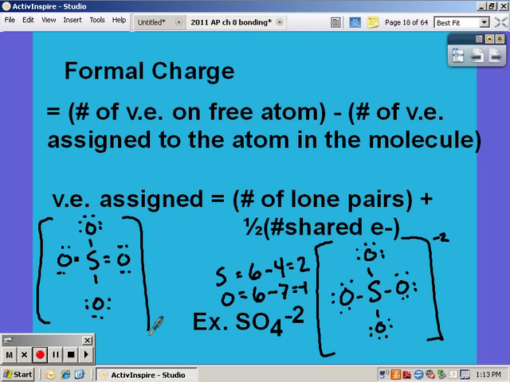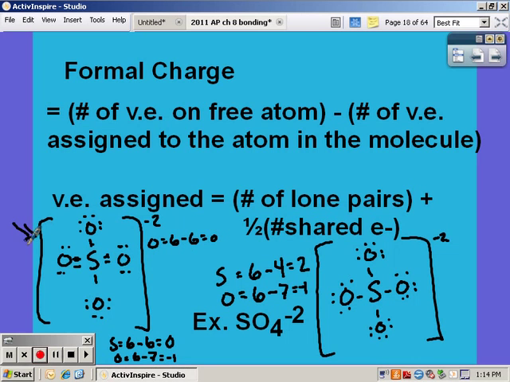So let's look at this way of drawing sulfate and figure out what its formal charge is. Sulfur again is 6 minus, we have 1, 2, 3, 4, 5, 6. So 6 minus 6 is 0. On the single bonded oxygen, we have 6 minus 6 plus 1 is 7, giving us a -1. And the oxygen with the double bond, we have 6 minus 6, which is 0.